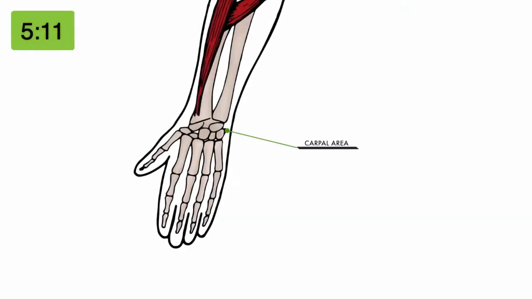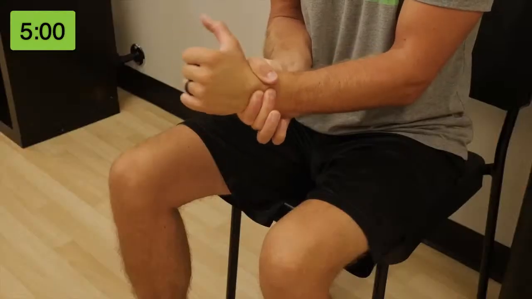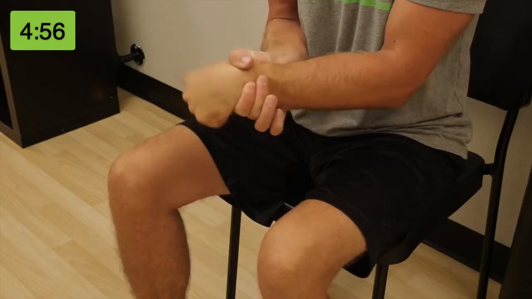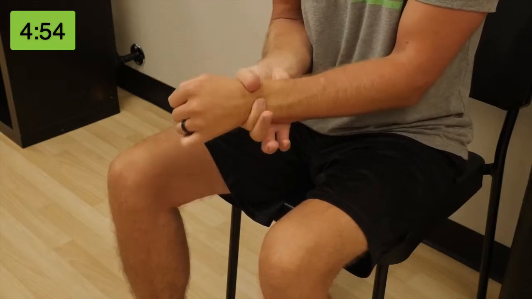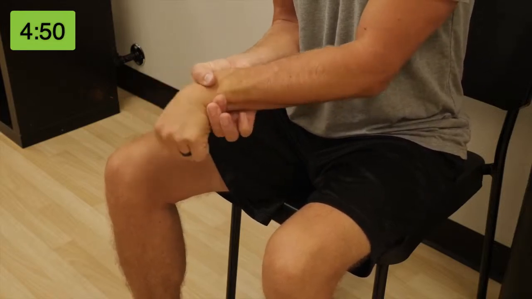Now it's time to perform a joint mobilization. You can see there are several bones that make up the carpal area of the wrist. We want to simply restore some range of motion to the carpals. Using your opposite hand, create a tight squeeze around the wrist and drag the hand away from the elbow as you hold the wrist. Begin to rotate the wrist in a big circle. Continue mobilizing the wrist for 30 seconds.